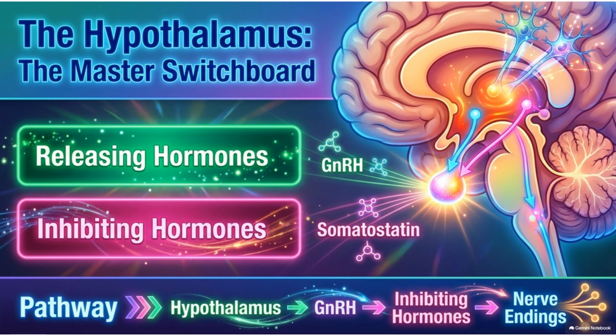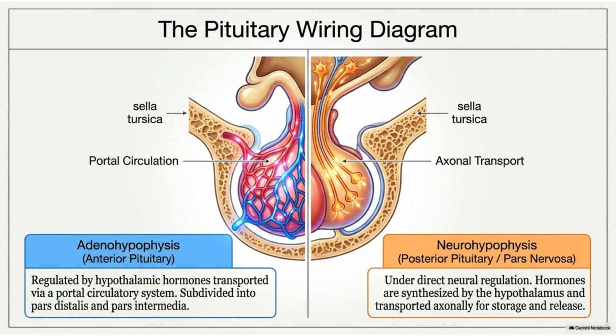ADH release is triggered by hyperosmolarity and hypovolemia. Oxytocin causes contraction of uterine smooth muscle and lactiferous duct smooth muscle, causing milk ejection. Oxytocin is released during childbirth, hence called the childbirth hormone. Important point to note is the total number of hormones synthesized in posterior pituitary is 0. None. Pituitary gland: located in a bony cavity called the sella turcica, attached to hypothalamus by a stalk.